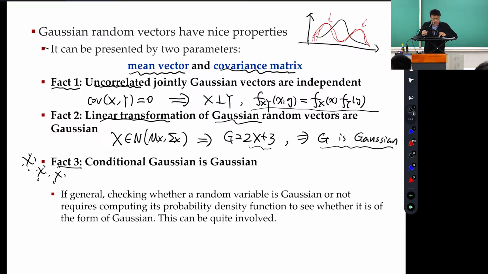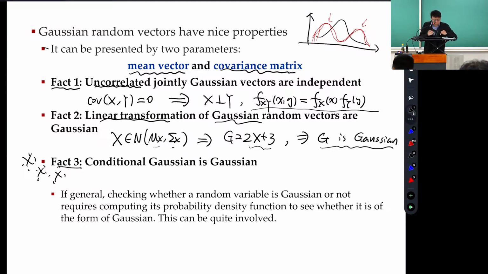The second very important thing is that linear transformations of Gaussians are Gaussian. If I have jointly Gaussian random vectors, or you just have a Gaussian random vector, then a linear transformation of this random vector will be Gaussian. And we know how to compute the mean and the covariance for this linearly transformed Gaussian.